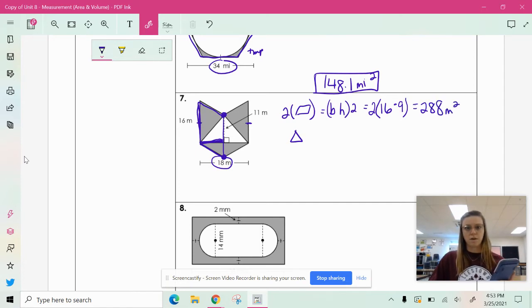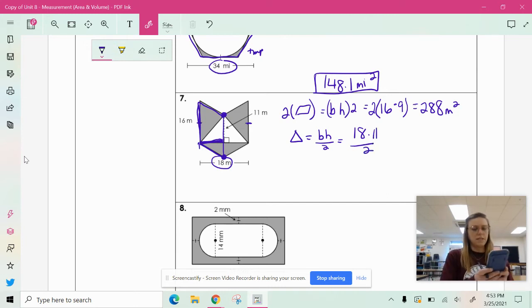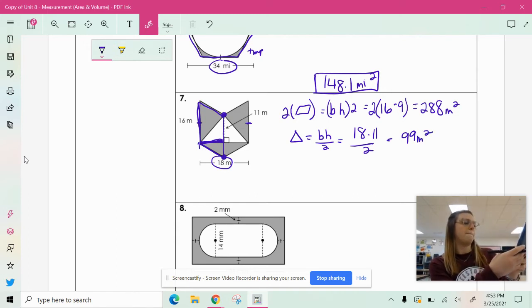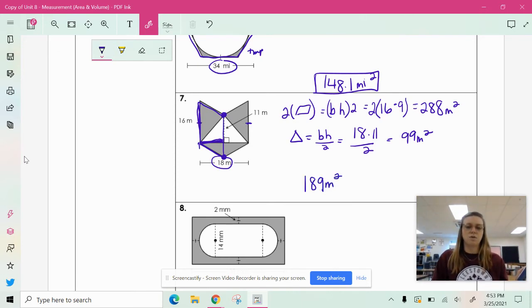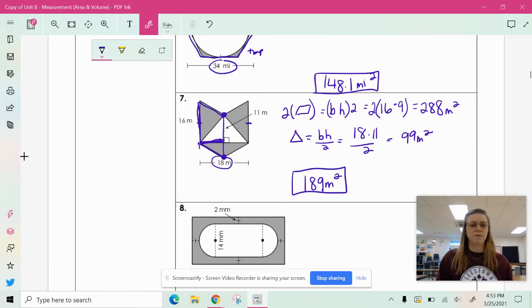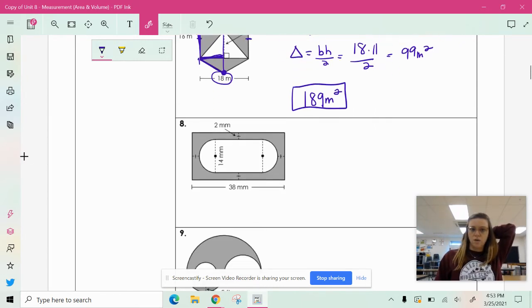so 288 meters squared. Now let's get our triangle. Remember, base times height divided by 2. The base across the bottom is 18, and the height here is 11. 18 times 11 divided by 2 equals 99 meters squared. And then 288 minus 99 is 189 meters squared. Lovely. Okay, you can do 8.